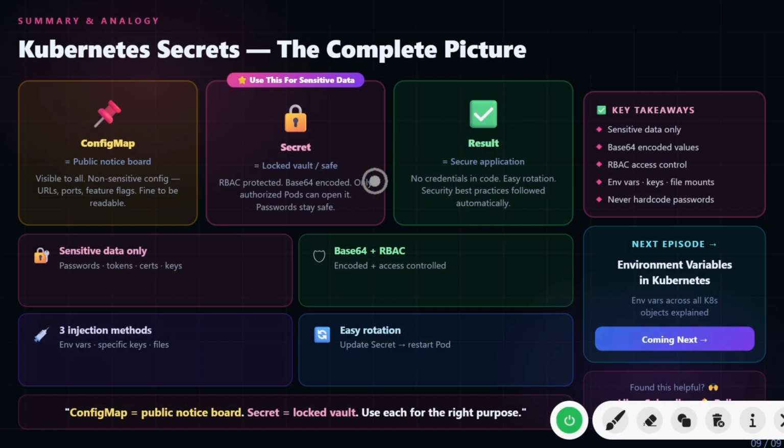What we just covered in this particular video, the key takeaways, are: secrets are used for sensitive information, especially passwords, tokens, credentials, keys, and the like. They are base64 encoded by default and protected by role-based access control. There are also injection methods: we can inject as environment variables, and we can inject as files. They are also easy to rotate, like we can update the secrets and restart the pod.